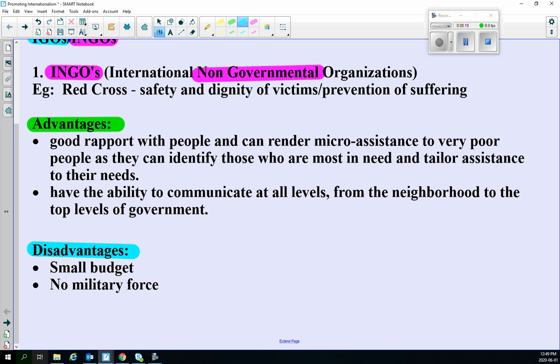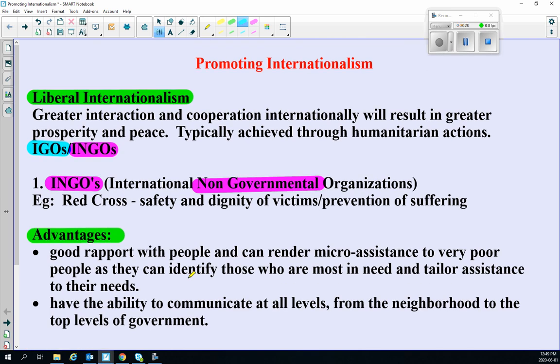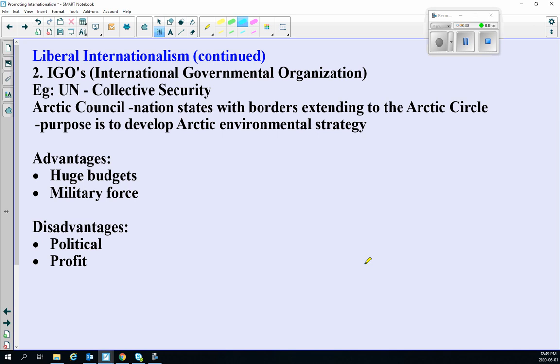I hope you understand a bit the difference between an IGO and an INGO. One's big, one's little, and they vary in terms of effectiveness. Next thing we'll talk about here today, we'll continue with liberal internationalism. Here's the critique of the IGOs, the International Government Organizations. So here's what one could say is wrong with them.